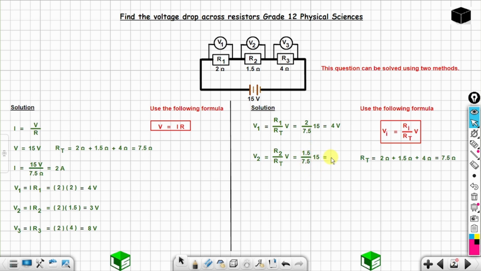You have 3 volts. Now V3 is equal to R3 over total resistance times V. R3 is equal to 4, over total resistance, times voltage. This is equal to 15 divided by 7.5, which is 2, times 4. You have 8 volts.